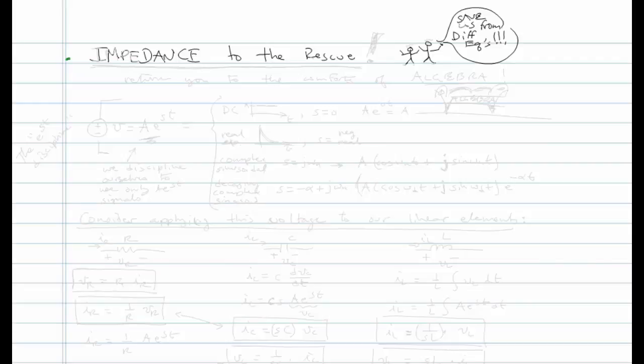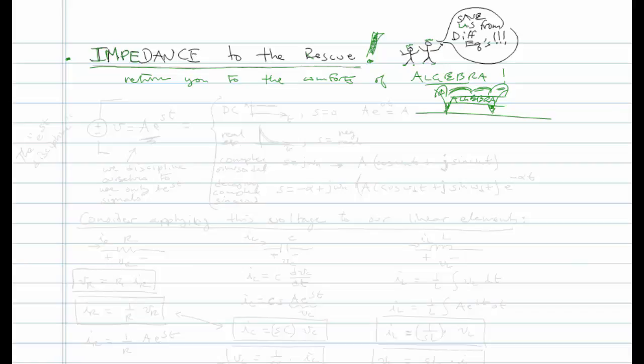Okay, in this lecture, we are going to introduce the concept of impedance. And we are titling this Impedance to the Rescue. And here we have some very distraught students, and they're saying, save us from differential equations. And impedance will come and rescue you and return you to the comforts of algebra. Here's our comfy algebra couch, and we want to return to our algebra couch because it was cozy there. These differential equations are just not friendly.